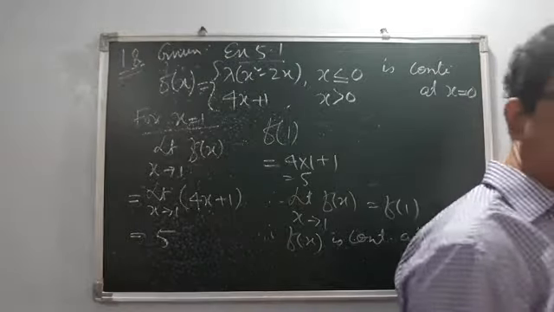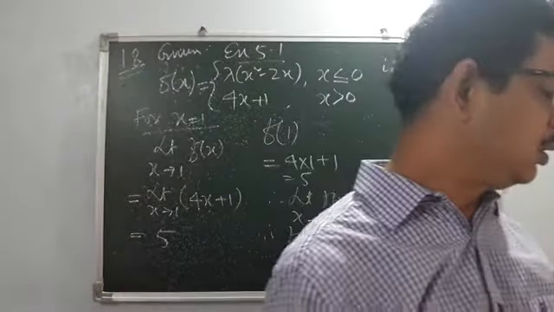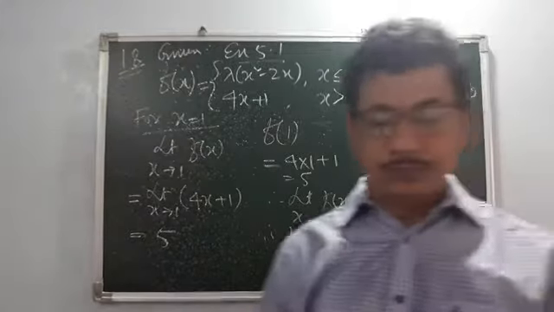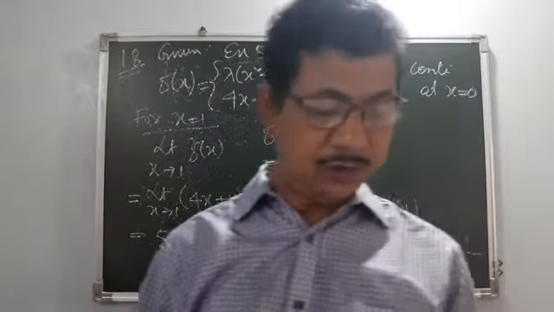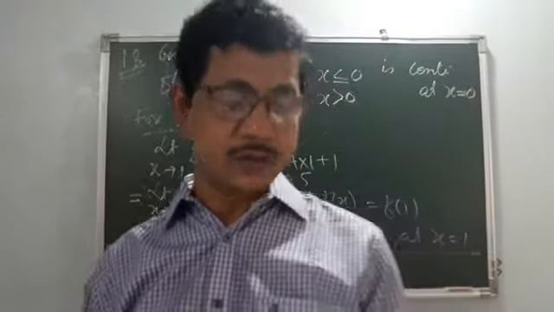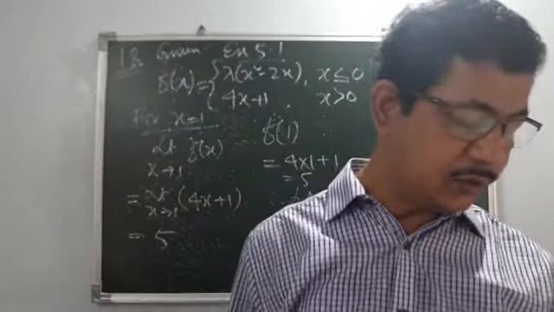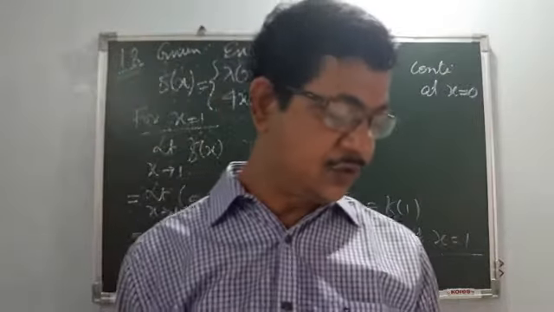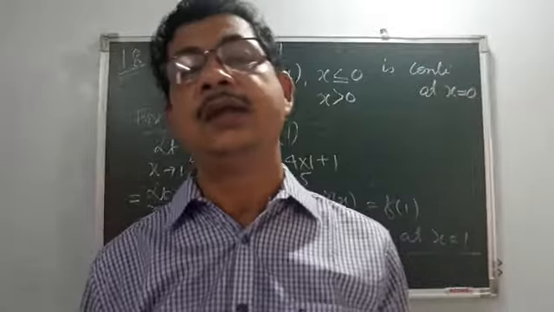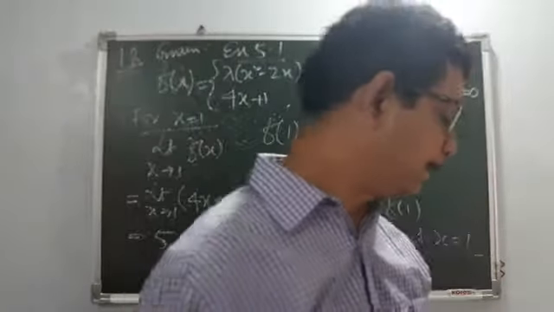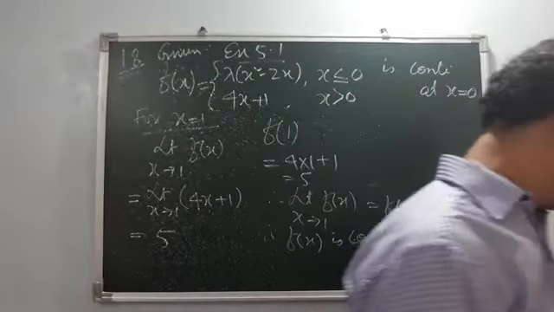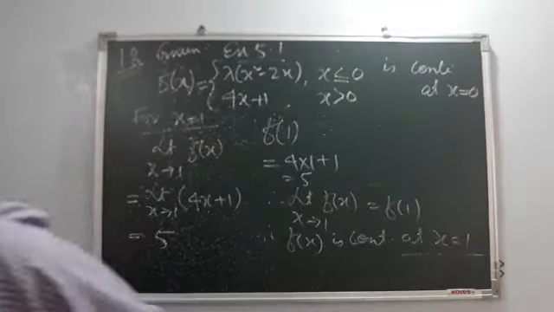Now we will consider the next question, number 19. Show that the function defined by g(x) = x − [x], where [x] is the greatest integer function, is discontinuous at all integral points. So now we are going to do question number 19.